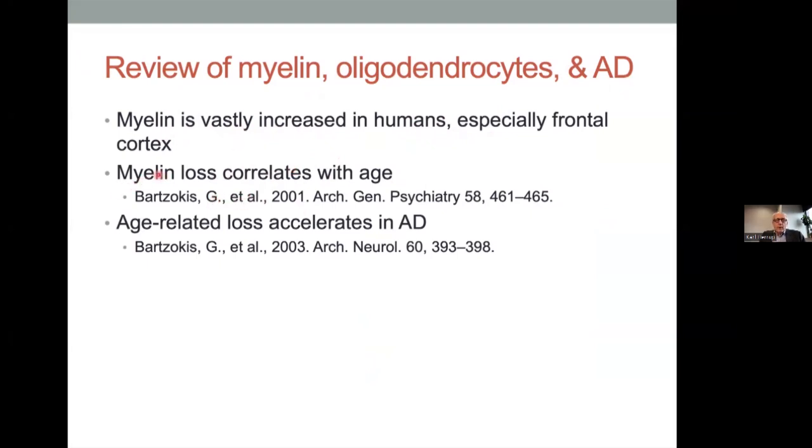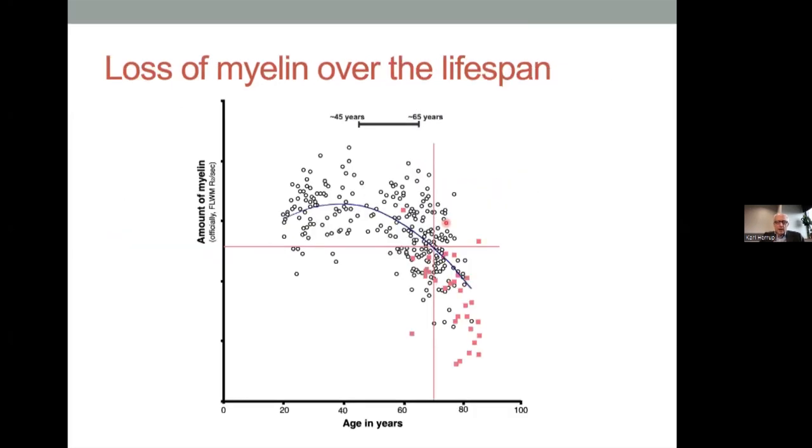It correlates very well with cognition. And in fact, that would imply, because I showed you that graph before, that myelin loss occurs with age and its loss accelerates in Alzheimer's. And let me just show you what that data looks like.